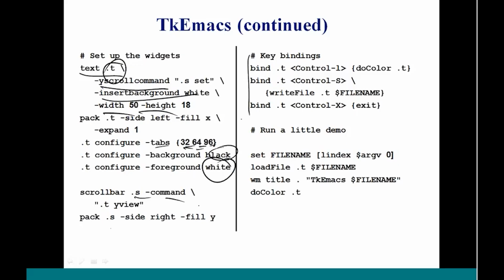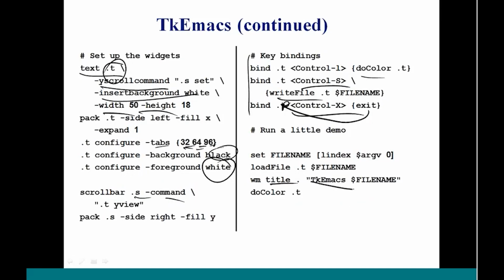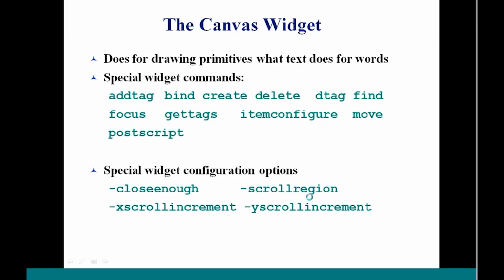And then we start doing the key bindings. We do Control L for color of this particular window, Control S to write the file and save the file, and Control X we bind to exit. If you want to exit this particular window, we just type Control X and it will exit. So the exit corresponds to this .t. Now if you run this demo, we go to file and then the top level WM title is t emacs file name and do color.t, and now we can bring up the emacs.